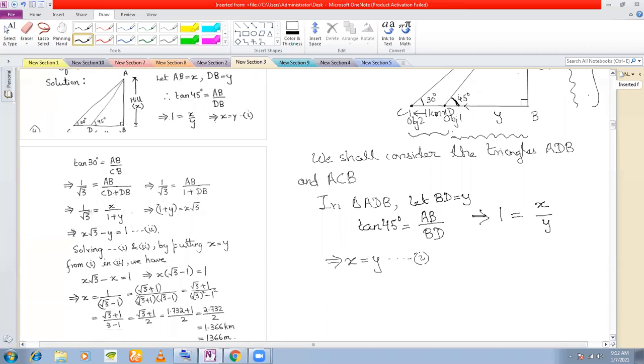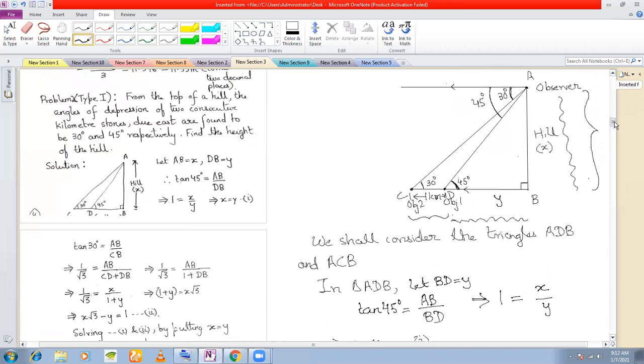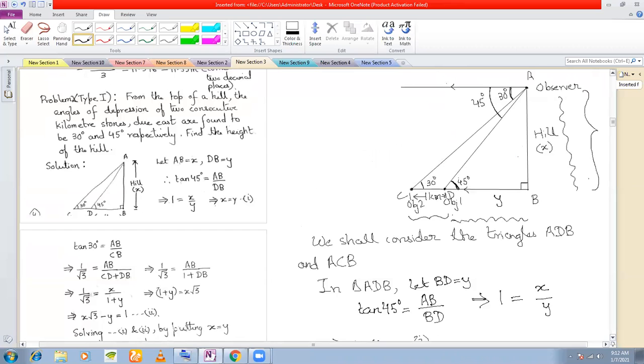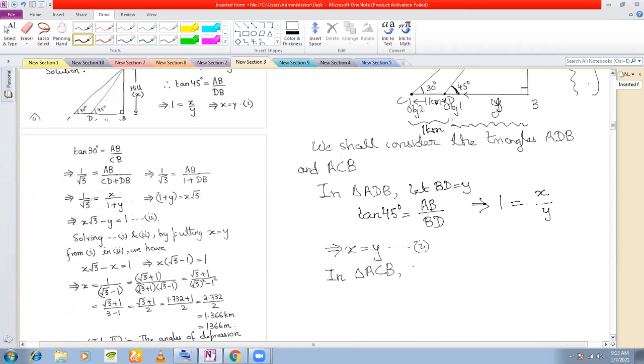X is equal to Y. This is our first equation. We consider the next triangle, in triangle ACB. Now see, I have taken this length as Y, and this length is 1 kilometer. That means what is the length of BC? BC becomes Y plus 1 kilometers, obviously.